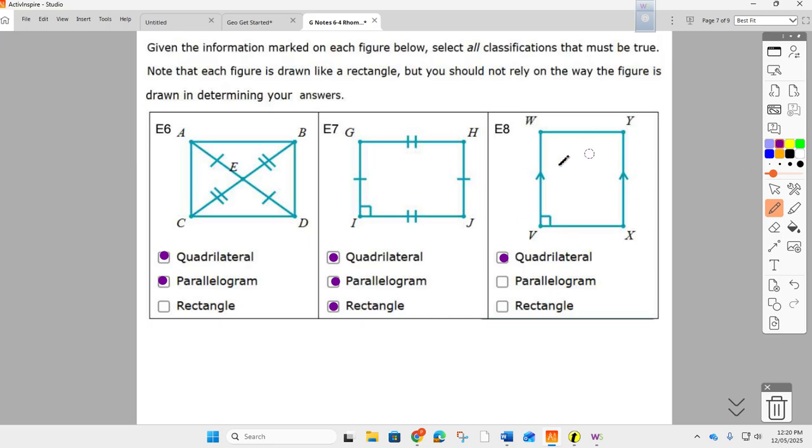All right, quadrilateral has four sides. These two sides are parallel, and there's a right angle here. Is it a parallelogram? We don't know, right? That is the thing. We don't have enough information. We need to know that these two sides are parallel, or these two sides are congruent as well as parallel, right? So that's as far as we can go there.